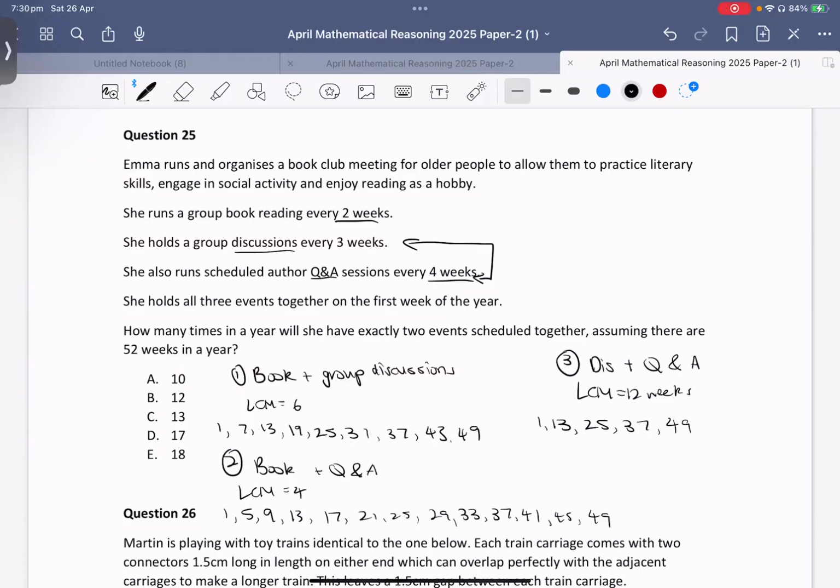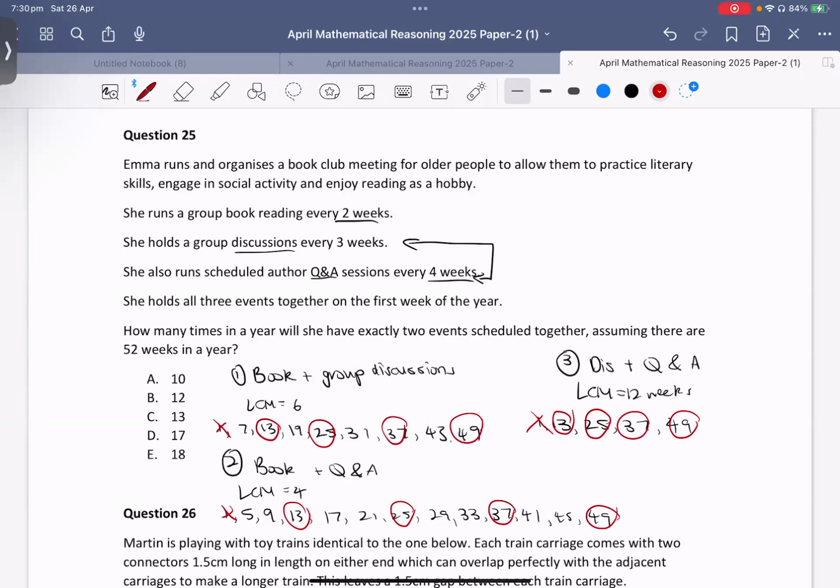And now we can just see that there are some things that overlap here. Do we care about week 1? No, because it's already happened, right? But what else here is common? Hopefully you guys can see that 13 keeps coming up, 25 keeps coming up as well, 37 keeps coming up, and 49 keeps coming up.